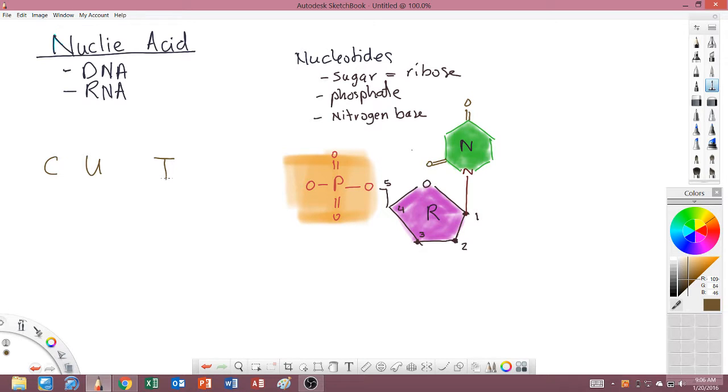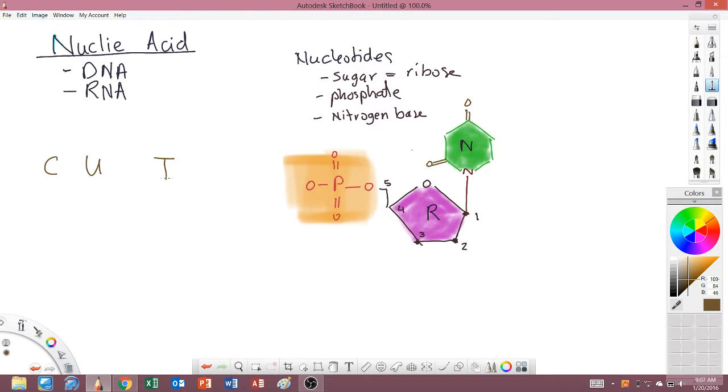All pyrimidine nucleotides are first made in the form of uracil. Uracil is then converted to cytosine or to thiamine. So the backbone of pyrimidine is what? The precursor of all pyrimidine is uracil. Very good, uracil.